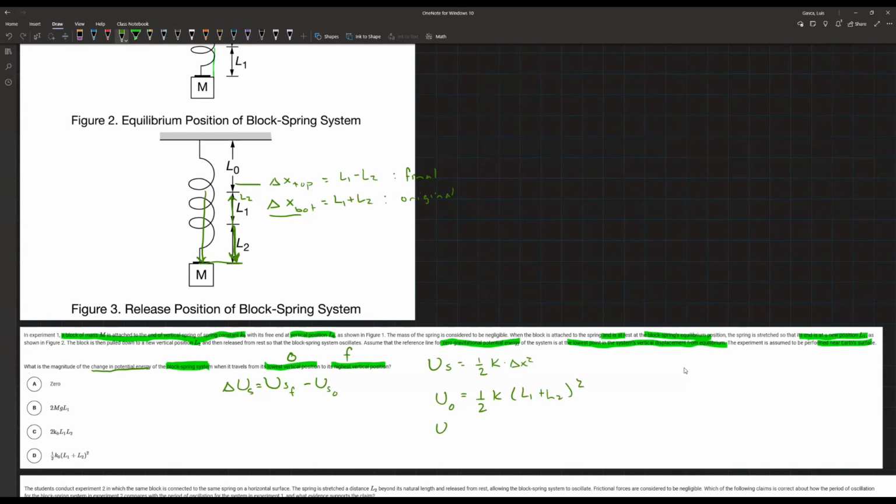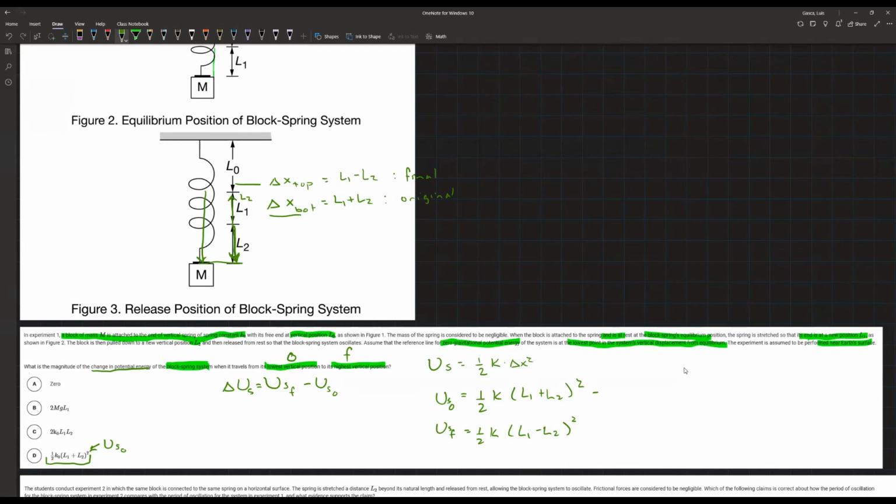And the final spring potential energy is going to be 1/2 K times L1 minus L2 squared. Now we notice none of these equations actually fit. This is the closest that they give us, and that's the gotcha. This is just the original spring potential energy. We need to get the change.